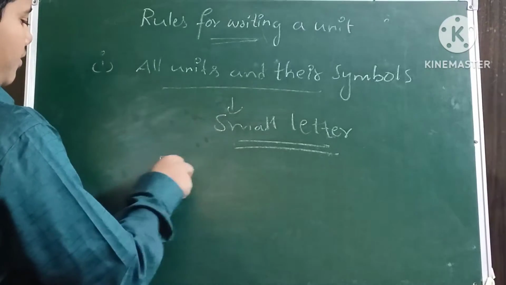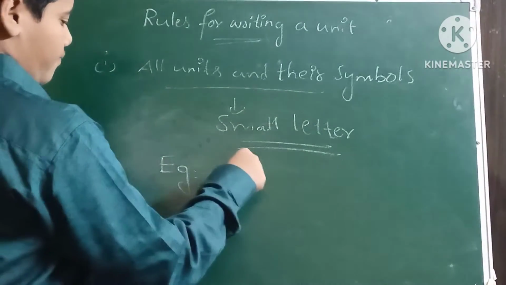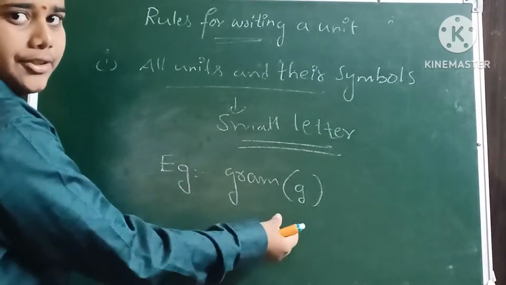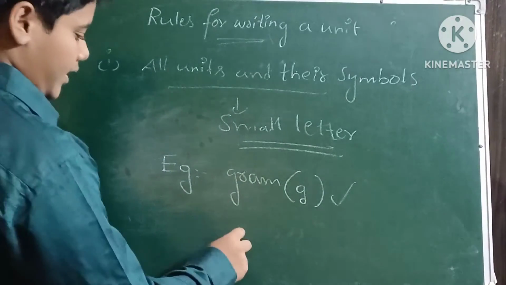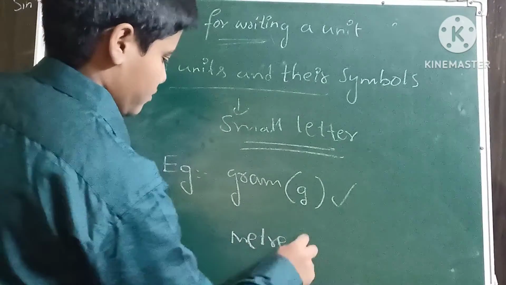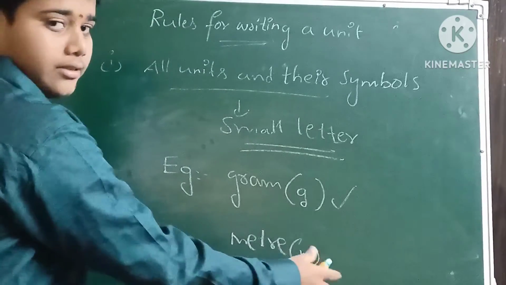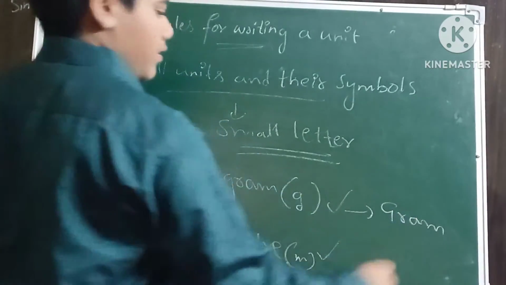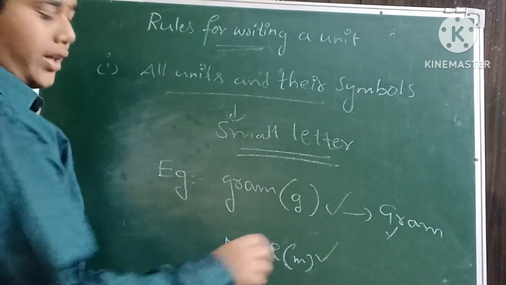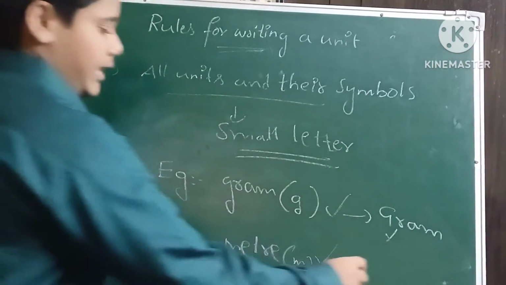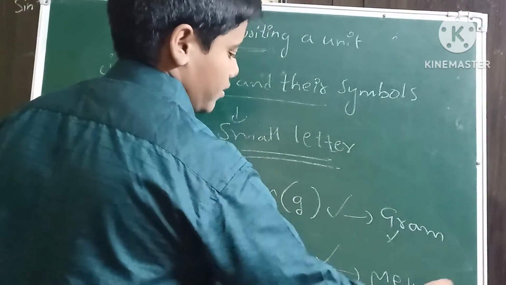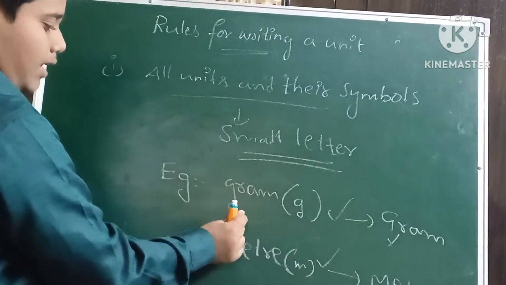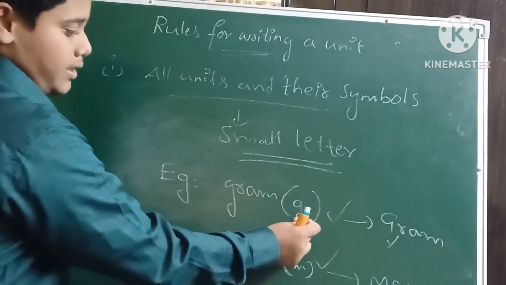For example, gram, small letter g, is the unit. This is the correct method. And meter, small letter m. This is the correct method. If I write capital G for gram, this is wrong. We should not write like this. And capital M for meter, we should not write like this. We should write units and symbols in small letters.